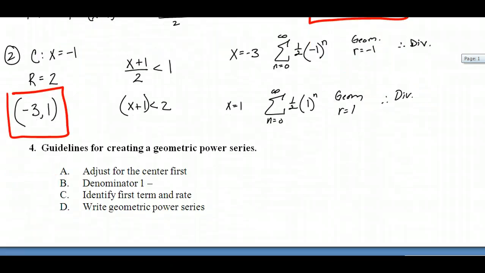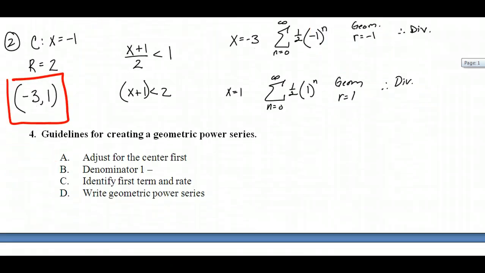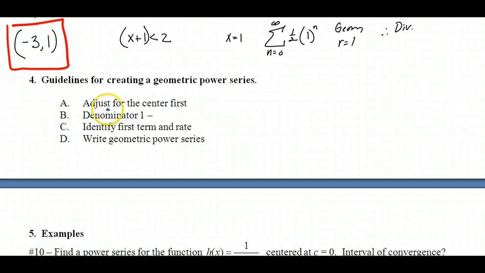So my guidelines for creating a geometric power series: the first thing, always adjust for the center first, because adjusting for the center is going to make you probably add or subtract something in the denominator, and you don't want to do all this other adjusting and then have to offset that. So number 1, adjust for that center first thing. After you've adjusted for the center, make sure that your fractions are staying equivalent when you do that. Then the denominator has specifically got to be 1 minus that common ratio.